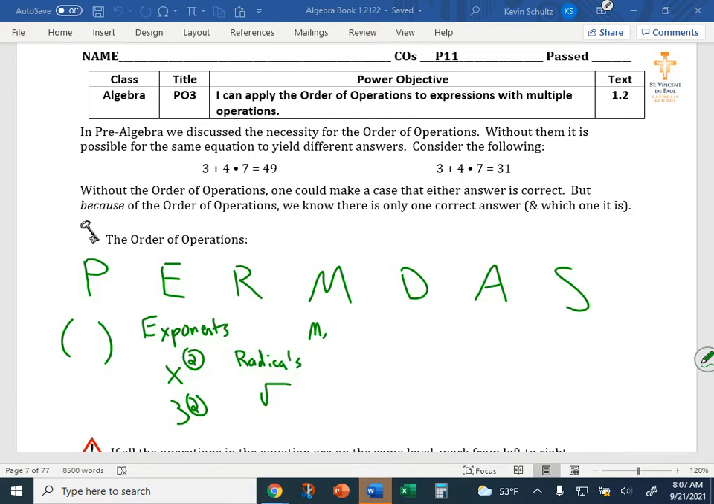You've got multiplication. D is for division. A is for addition. And S is for subtraction. Okay? And that would be your order of operations.